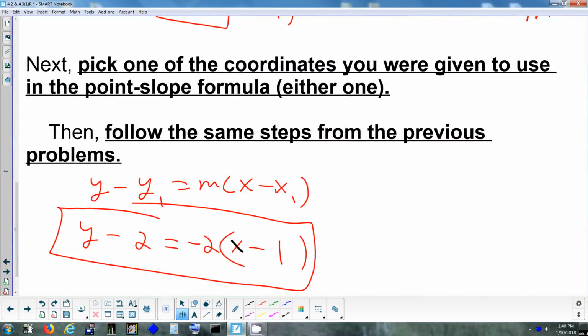So we just found the equation of the line. What form is that? Point slope, exactly. Good job. Does it say to do slope-intercept? If it says to do slope-intercept, then yes, we have to do distributive. But does it say that?